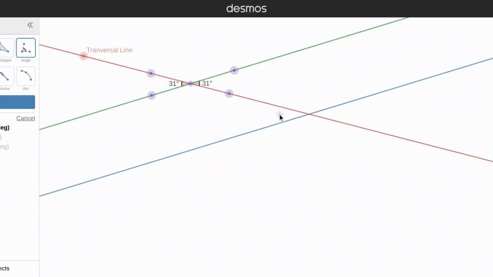My original angle is 31 degrees. How many degrees is this angle going to be over here? Well, these are called corresponding angles. And look at what happens. When my lines are parallel, corresponding angles end up being congruent. What angle corresponds with this 31 degrees? That's this one down here. Measure that angle. That angle is also 31 degrees.